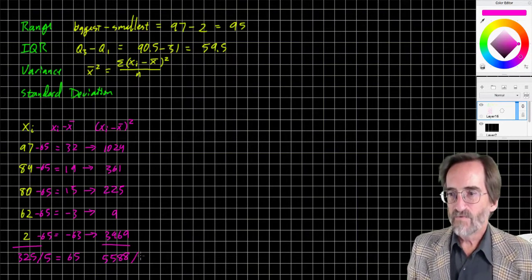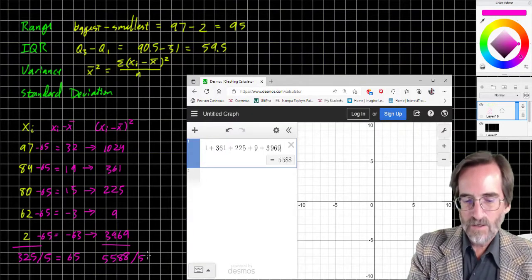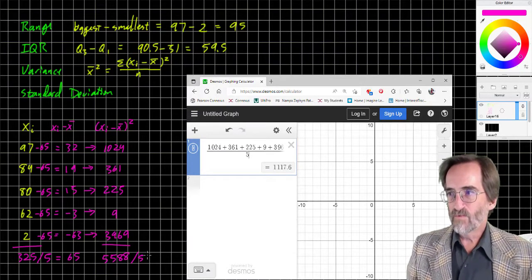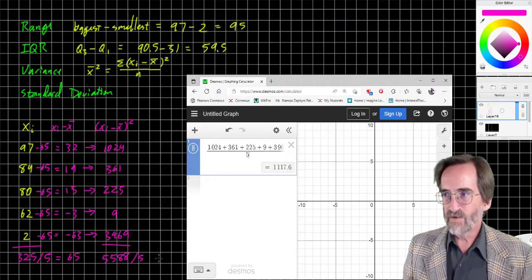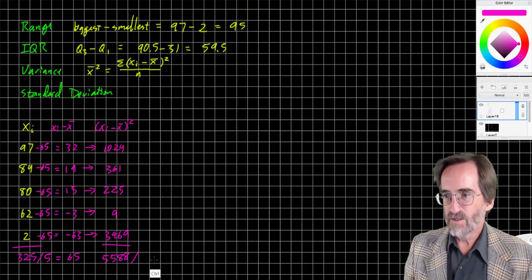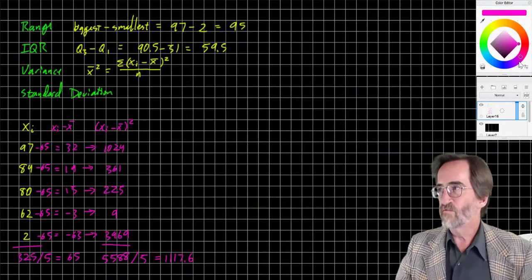And we divide by 5. 5588 divided by 5 is 1117.6. Okay, so that's called the variance.